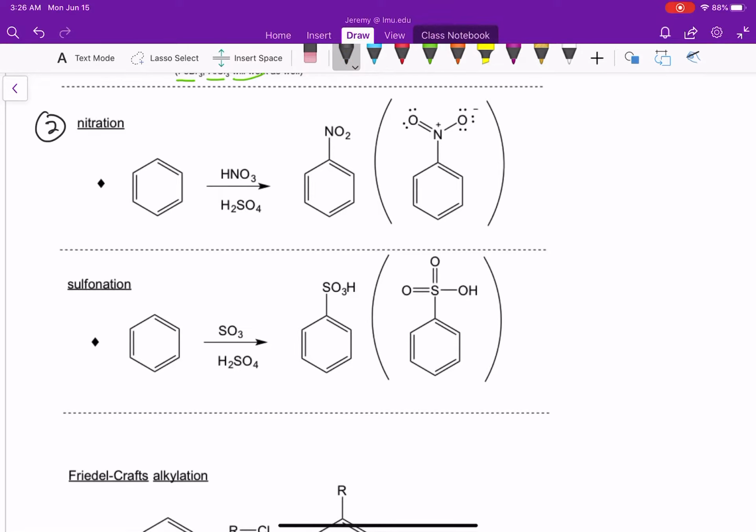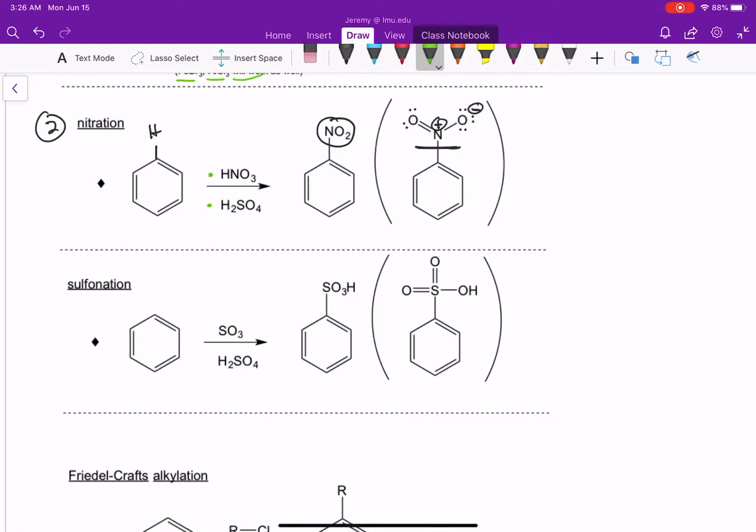The second EAS reaction we're going to talk about is a nitration reaction. We're going to be substituting a hydrogen with a nitro group, an NO2. And if we draw that structure out, we have a plus charge on our N and a minus charge on one of our oxygens. That's what the NO2 looks like. To do this, the reagents we have to add are HNO3, nitric acid, and sulfuric acid, H2SO4.